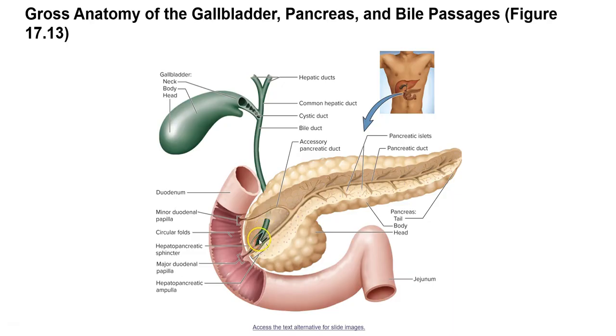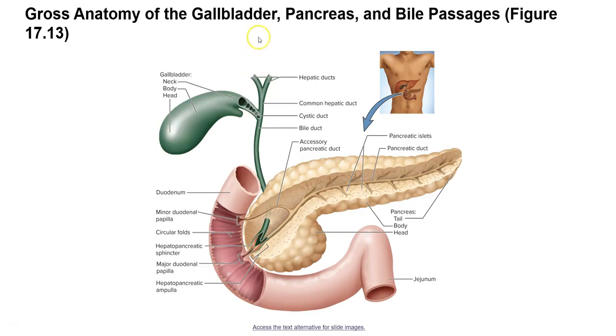But first, it empties that bile into this hepatopancreatic ampulla, which you can see can open and close thanks to the hepatopancreatic sphincter here. So this ampulla, this region here, is what's going to allow not only bile to be secreted into the duodenum, the first part of the small intestine, but it will also allow the pancreas to secrete its digestive juices into the duodenum as well.